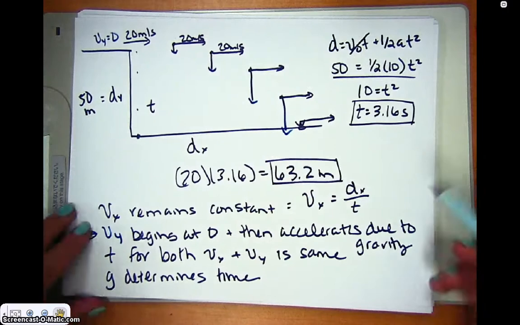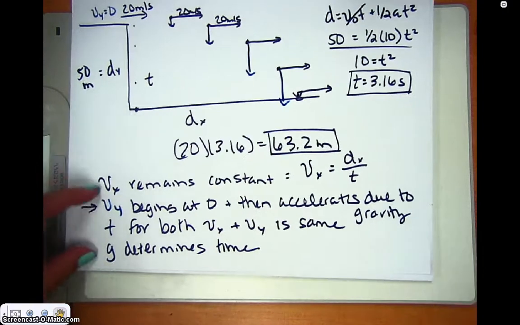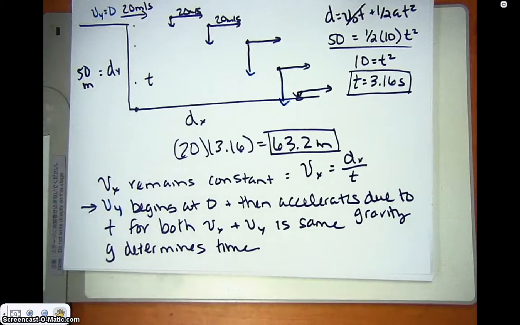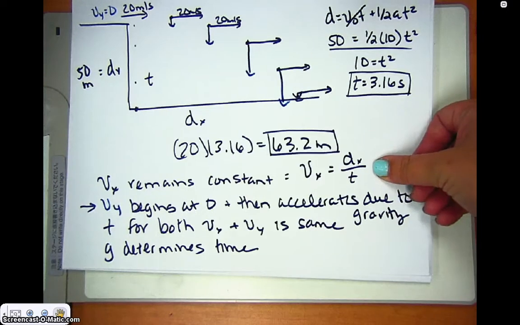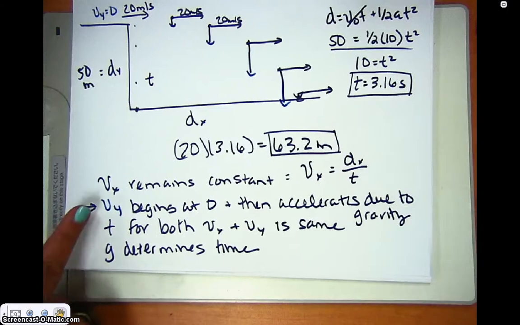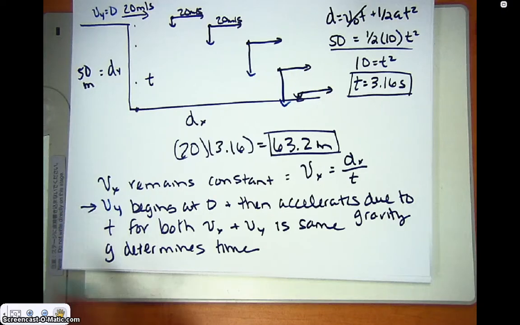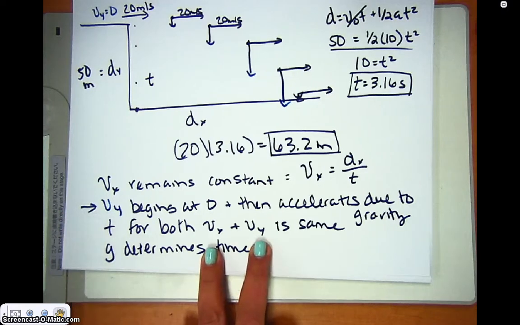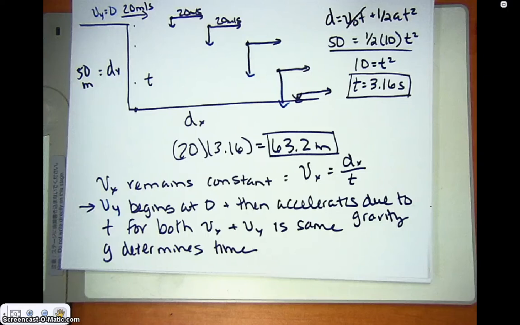All right, so this pretty much defines all of the things that you need to know in order to solve horizontal projectile problems. One, the velocity in the x direction remains constant, and so I can use velocity equals distance over time. Two, the velocity in the y direction begins at 0 and then accelerates due to gravity, excuse me. Time is dependent on gravity, and it is equivalent for both the x and the y direction. All right, so that's all you should need to know to solve any horizontal projectile problem.